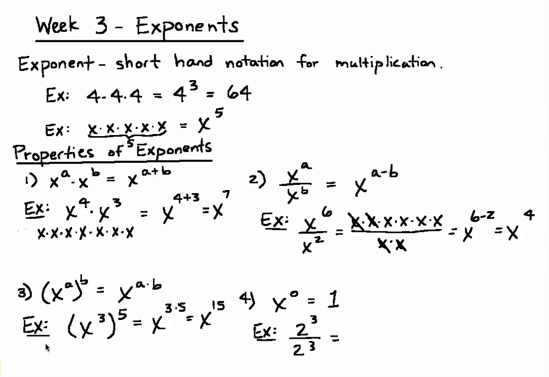We can also think about this. We're raising x to the 3rd to the 5th power. In other words, we're multiplying x to the 3rd 5 times. And you can also arrive at this answer by adding 3 plus 3 plus 3 plus 3 plus 3, which would give you an exponent of 15.